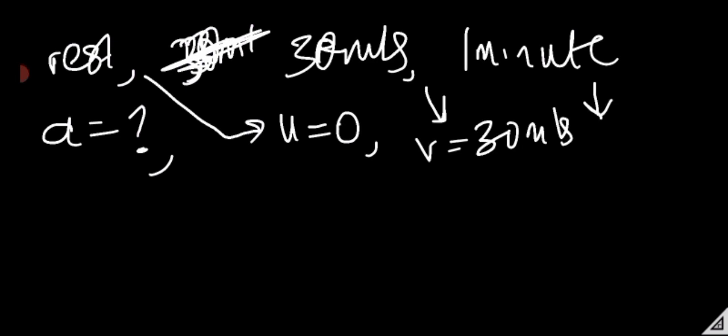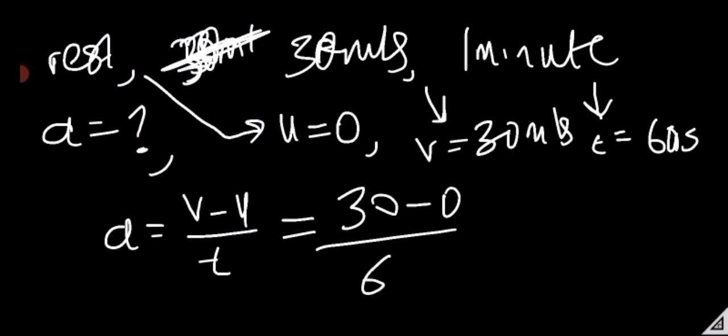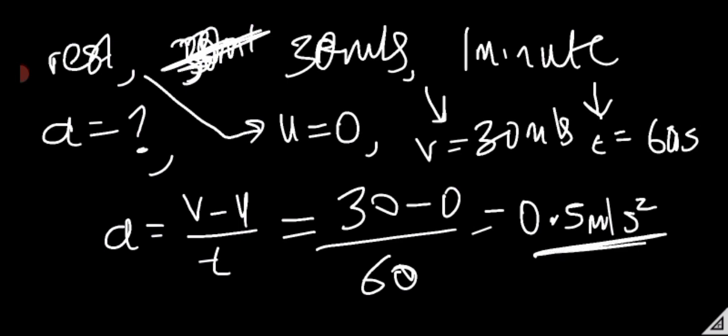Now 1 minute, when we talk about 1 minute, we convert it to seconds. That is 1 times 60, which is 60 seconds. All right, so in this case we apply the formula. a is equal to v minus u all over t. So that is the same thing as our v is 30, our u is 0, all over our t is 60. So this is the same thing as saying 0.5 meter per second square. So that's the answer.